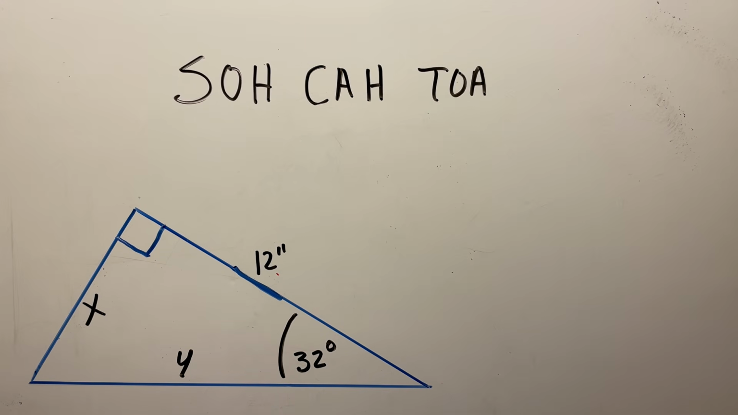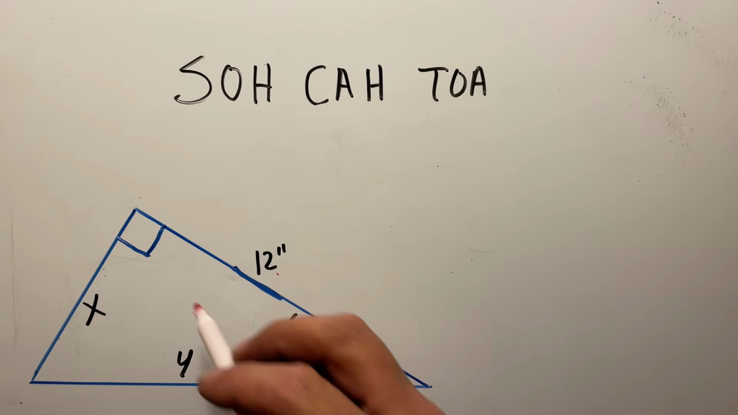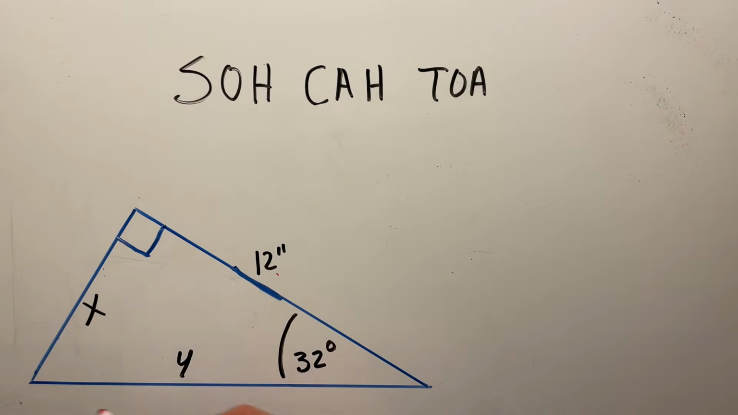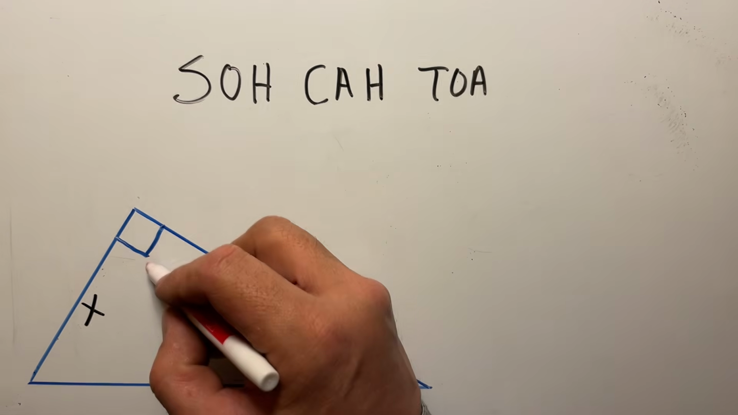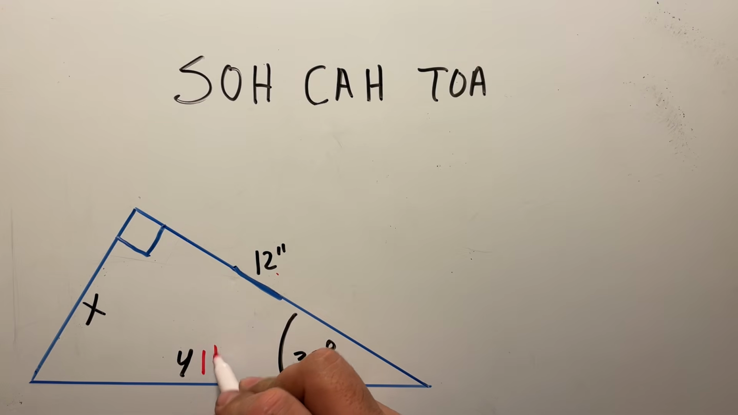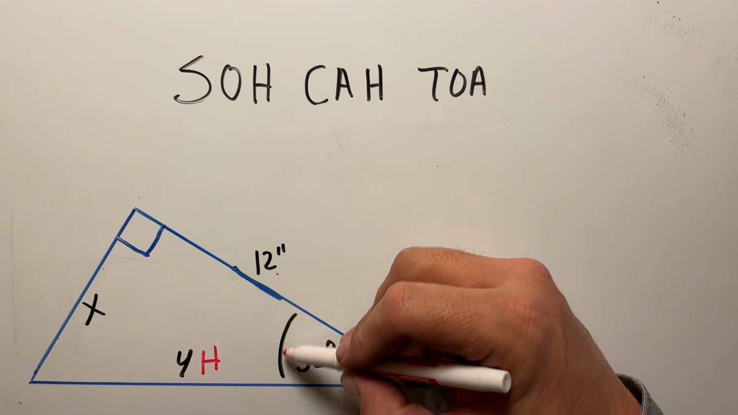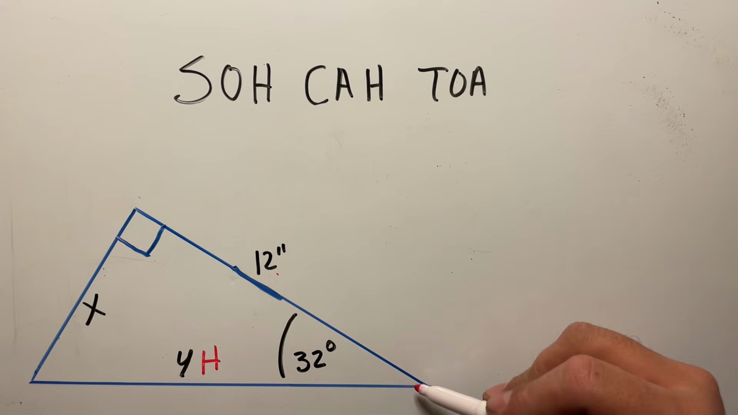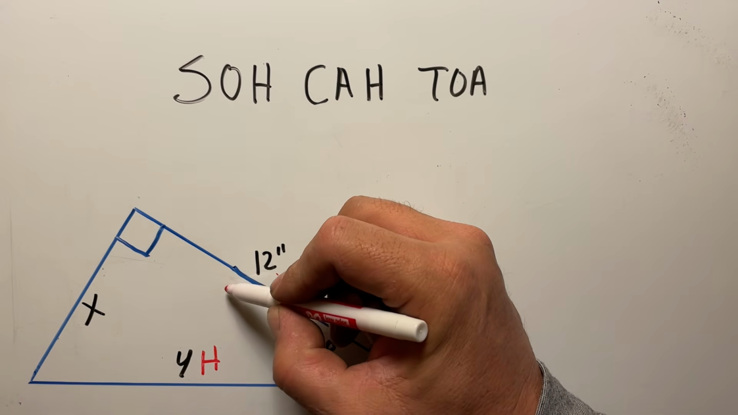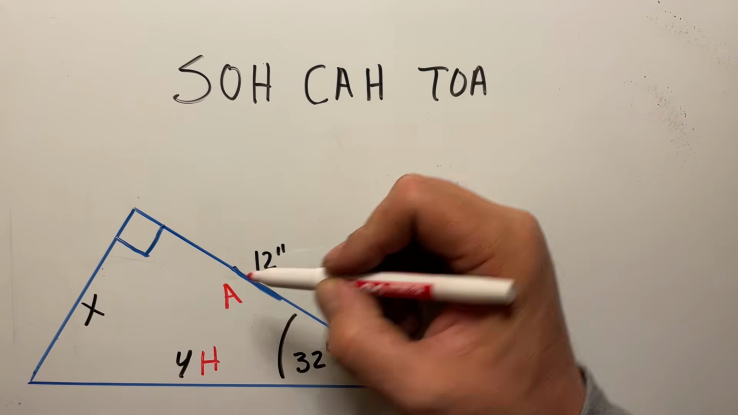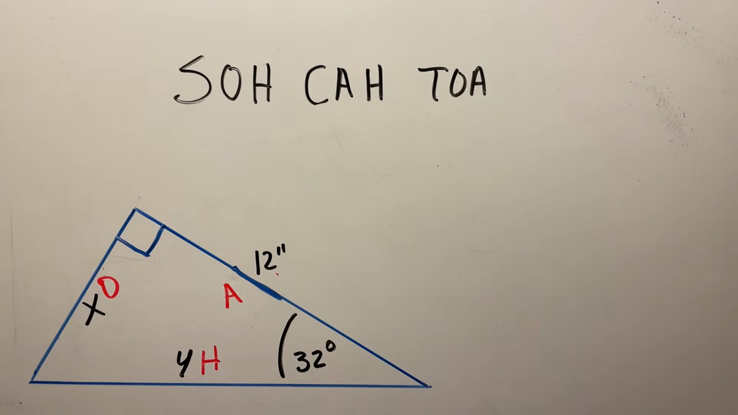Well, the very first thing we need to do is label the sides of our triangle correctly. We'll start with labeling the hypotenuse, which is the longest side directly across from our 90-degree corner. That's the H. The angle that we're working with is here. The side that makes up that angle with the hypotenuse is our adjacent side, and the other side is our opposite side.